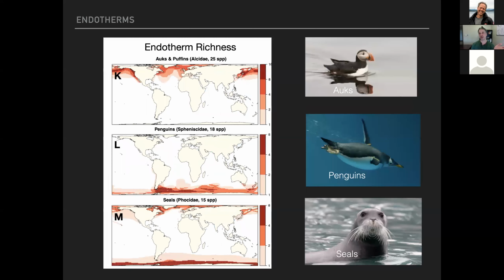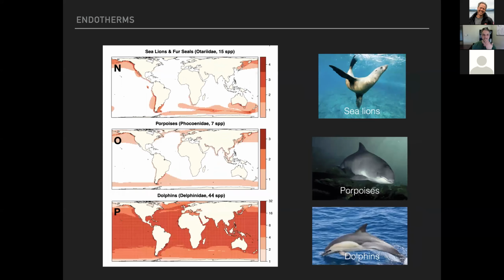But it's just the opposite in a lot of your endotherms. Whether it's auks and puffins in the northern hemisphere, the Alcidae family, or penguins in the southern hemisphere, they almost look like a mirror image of each other, flipped. Then seals look like you combine the puffins and the penguins, very polar and cold temperate. The sea lions venture out a little further at first, but it's still very cold water systems.